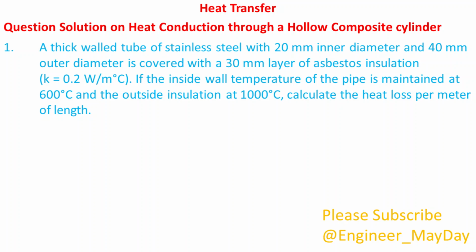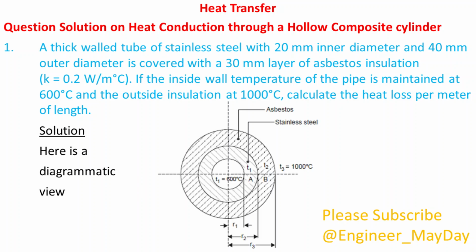A thick-walled tube of stainless steel with 20 mm inner diameter and 40 mm outer diameter is covered with a 30 mm layer of asbestos insulation of thermal conductivity K equals 0.2 watts per meter per degree Celsius. If the inside wall temperature of the pipe is maintained at 600 degrees Celsius and the outside insulation at 100 degrees Celsius, calculate the heat loss per meter of length.